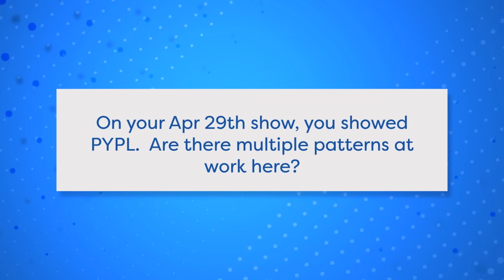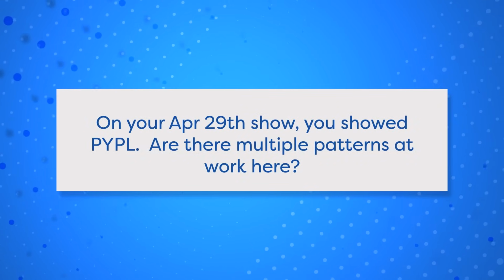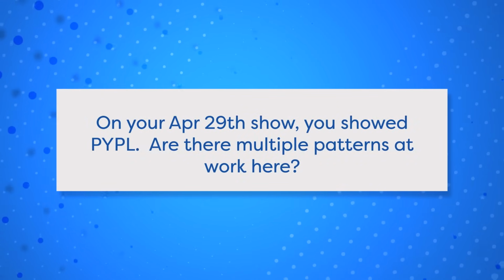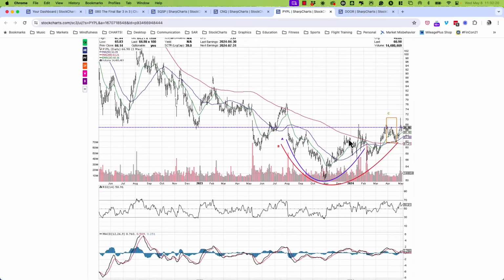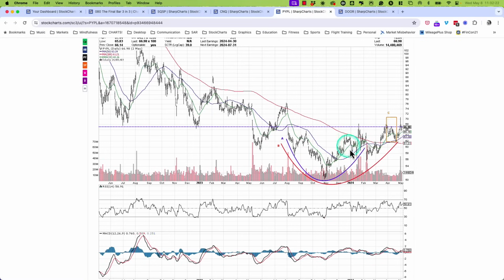Next question. On your April 29th show, you showed PayPal. Are there multiple patterns at work here? Thanks again for sending the link to the chart that you were looking at. Really interesting, and I can see some of the annotations that you put on here. You actually had a very thoughtful and detailed question, so I'll go through some of these points. You indicated you're struggling to determine how to label this in terms of the patterns. So here are your questions.